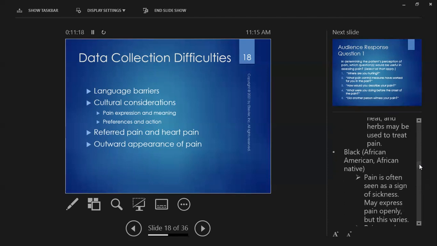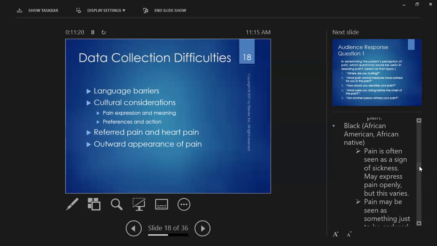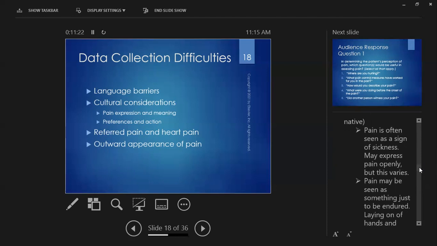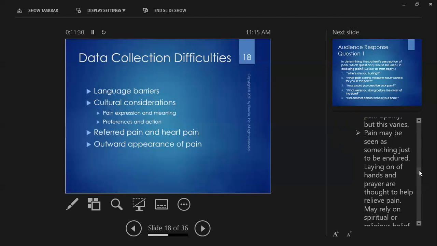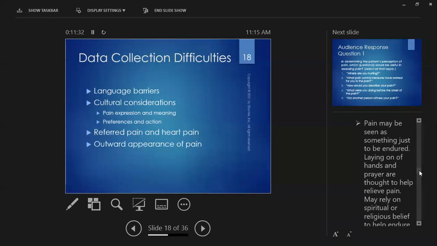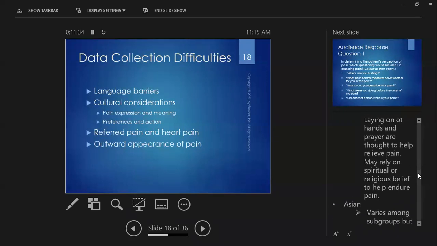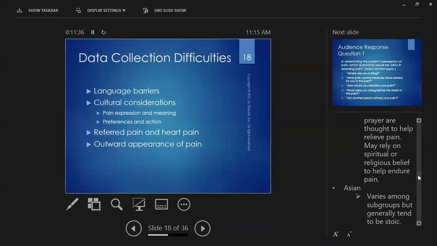Black, so your African American or African Native patients often see pain as a sign of sickness, right? They may express pain openly, but it just kind of varies depending on their culture. Pain may be seen as something that just needs to be endured. They may do laying on of hands and prayer to relieve pain. They may rely on spiritual or religious beliefs to help endure the pain.